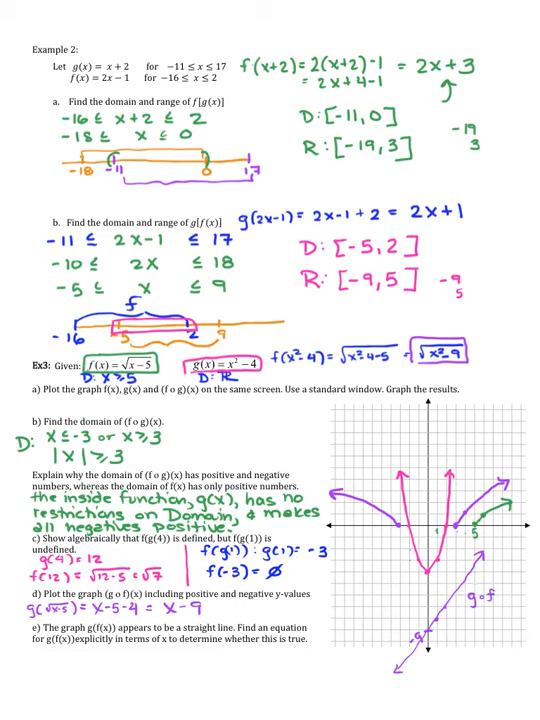So the graph of g of f of x appears to be a straight line. Find an equation for g of f of x explicitly in terms of x to determine whether this is true. And obviously we already did it. It's right there. We have that g of f is x minus 9. Okay. I hope this works.